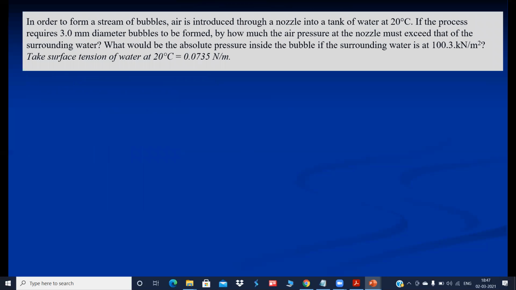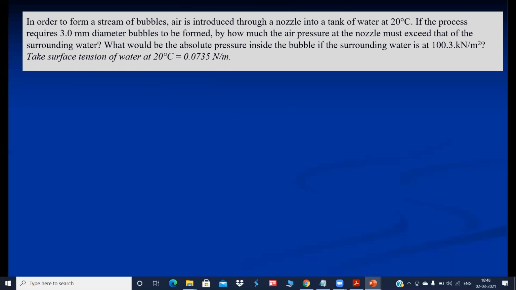Then the next problem statement: in order to form a stream of bubbles, air is introduced through a nozzle into a tank of water at 20 degrees Celsius. If the process requires 3 mm diameter bubbles to be formed, by how much must the air pressure at the nozzle exceed that of the surrounding water? What would be the absolute pressure inside the bubble if the surrounding water is at 100 kilopascal?